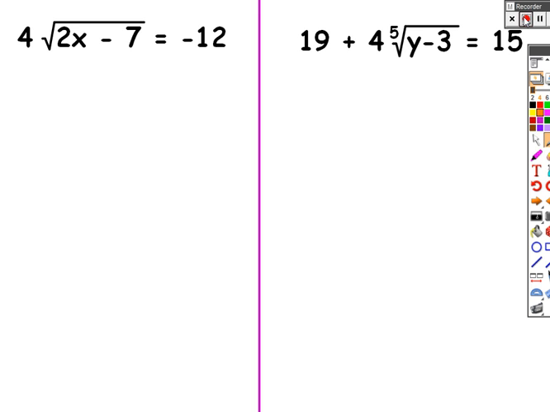So using those examples, why don't you give these two examples a try? Pause the video at this time.